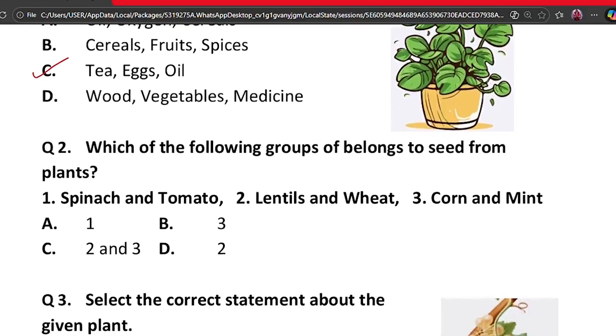Moving on to the next question, that is question number 2. Which of the following groups belongs to seed from plants? 1. Spinach and tomato. 2. Lentils and wheat. 3. Corn and mint. Option A says 1, B says 3, C says 2 and 3, and option D says 2. The correct answer is option D. Why? Because seeds are parts of plants that grow into new plants. Lentils and wheat are both seeds that are used as food. Spinach and mint are leaves, while tomato is a fruit. Hence, only group 2 correctly contains seeds, making option D the correct answer.